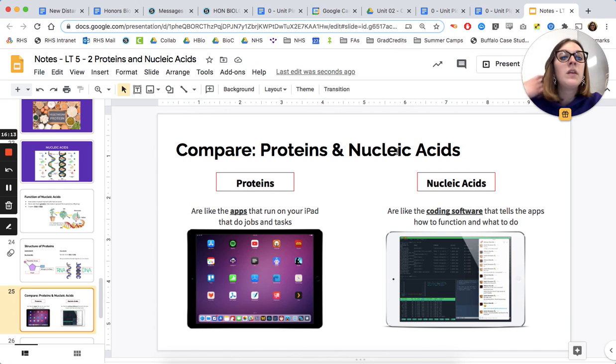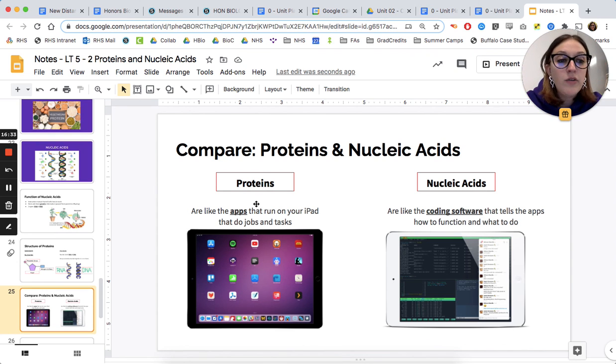Okay, so if you were to compare proteins and nucleic acids, I want you to think about your iPad. On your iPad are lots of different apps and programs that do lots of different jobs. I feel like that's a really good analogy for your proteins. There's lots of different apps. Each of them does something different, but something important. Just like proteins, you have lots of different proteins in your cells, and each of them does a different job.